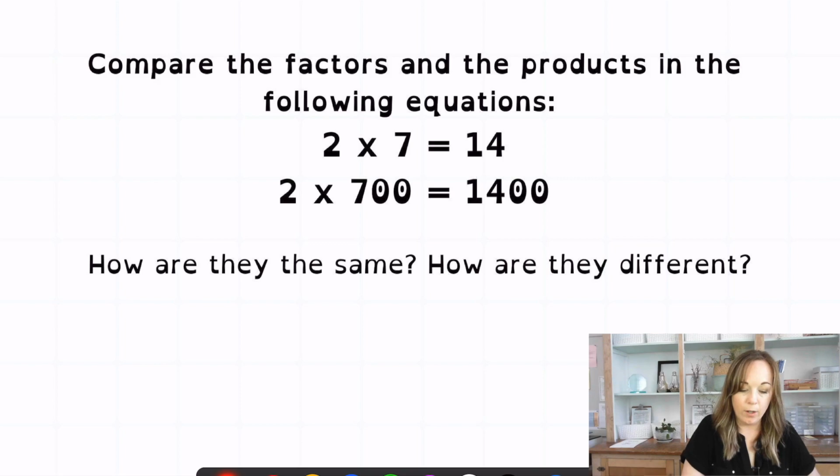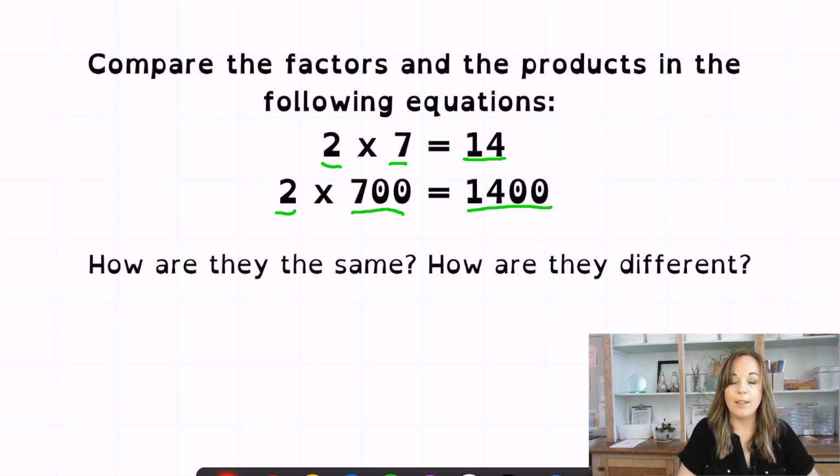Okay, in the first question, our factors are 2 and 7, and our product is 14. In our second question, our factors are 2 and 700, and our product is 1400. So again, we have some similarity in the digits, but some difference in the place value of those digits. And the place value is different in the second question because we have some extra zeros as digits. 7 becomes 700. And our answer of 14 in the first question becomes 1400. So maybe you're starting to see a pattern here.